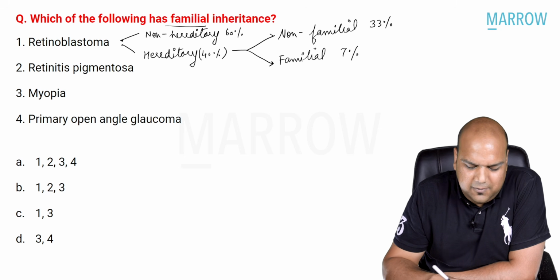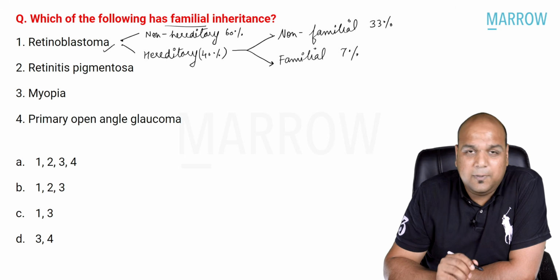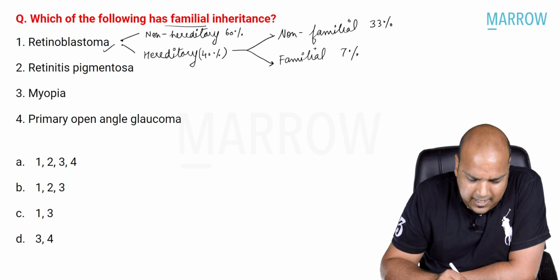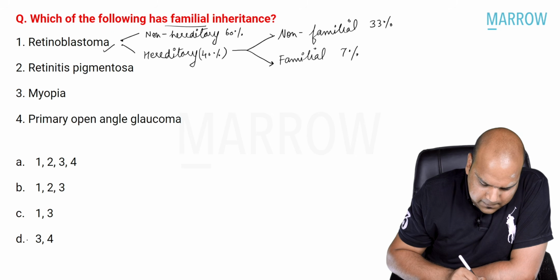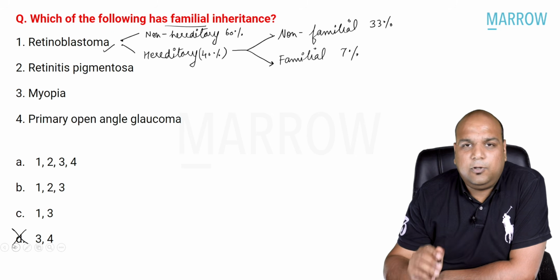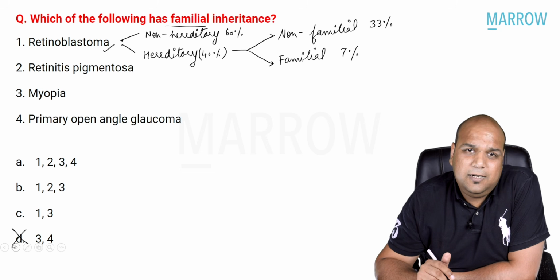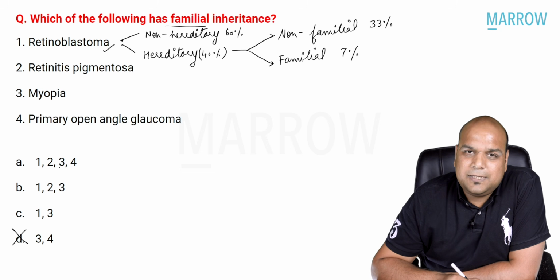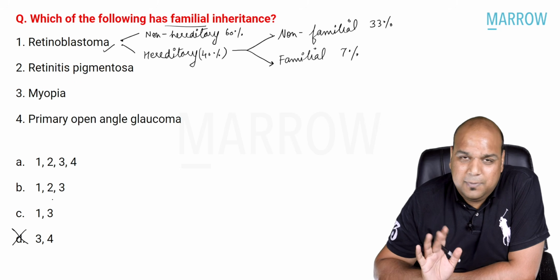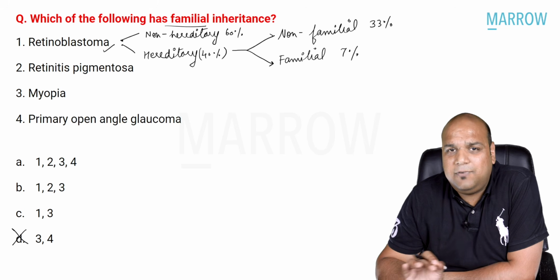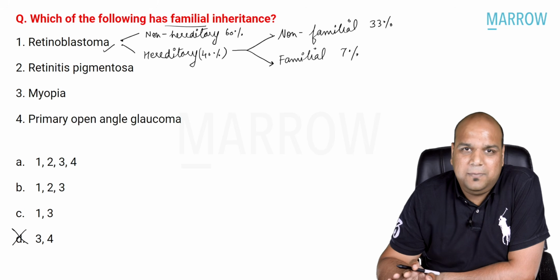Which of the following has familial inheritance? Retinoblastoma has familial inheritance. As soon as I know this, my option D goes out, because option D mentions only 3 and 4. It does not mention 1. All the other options A, B and C have 1. Okay. So based on one option, I have ruled out one option which could not be the answer.